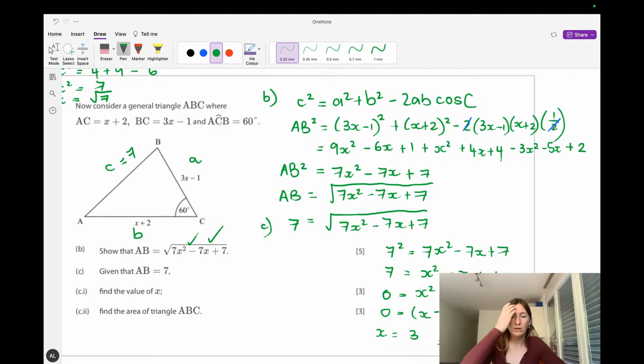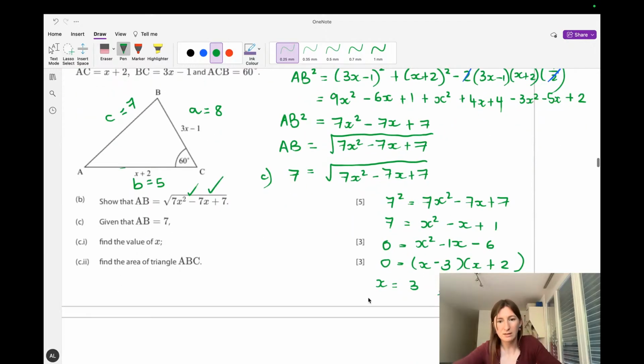Now, when you're working with sides that have a length, it's really good to double check these, that it makes sense. So let's say that x is 3. Well, 3 plus 2, that's fine. That makes a side of 5. 3 times 3 minus 1 gives us 8. That's fine. We can work with that. These are probable sides. What if it was minus 2? Well, if I put that in here, minus 2 plus 2 gives me 0. That's not going to work. I can't have a distance or a length that's 0. So that is not a valid solution.